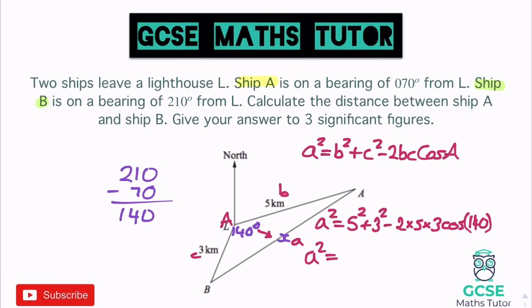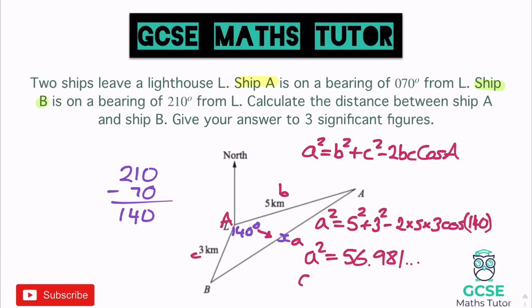So if we type that in, 5 squared plus 3 squared minus 2 times 5 times 3 cos 140. Let's just double check that, make sure you've typed it in okay. Lovely, press equals. There we go, and we get A squared equals 56.981, and a few more decimals. We're not going to write them all down because we obviously want the value of A, so we're going to have to square root that anyway.